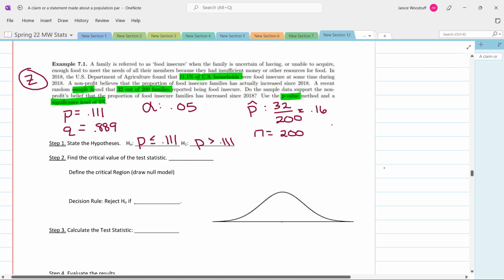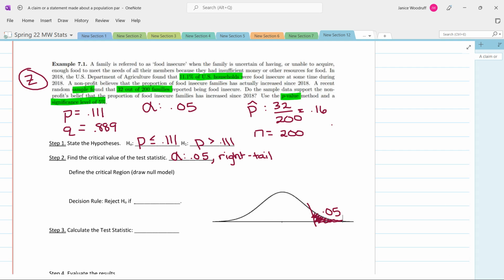All right, then the critical value, so the z value. We have a significance level of 0.05. The alternative says p is greater, so that means we're doing a right tail because it's pointing to the right. So over here on the right side, we have an area of 0.05. We want to find the z value that will correspond to that.